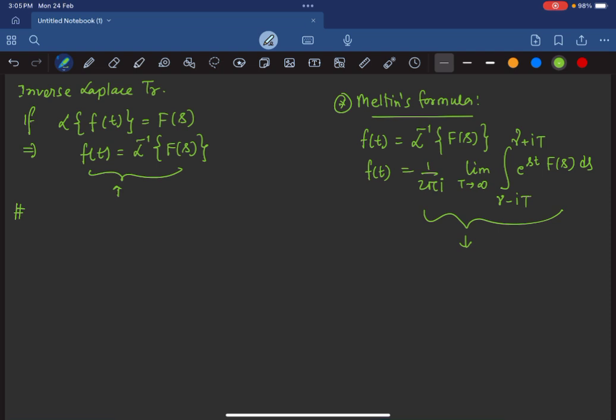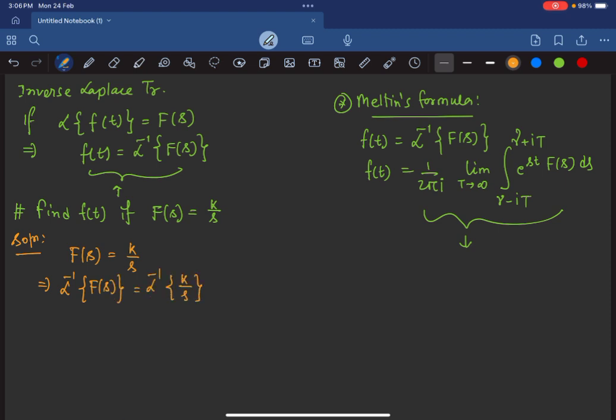So for example, find f(t) if the corresponding Laplace transform is k by s. How will we handle this? The solution is quite straightforward: F(s) is given by k by s. If you apply L inverse, L inverse of k by s. Now k is constant, so immediately you can write k times L inverse of 1 by s.